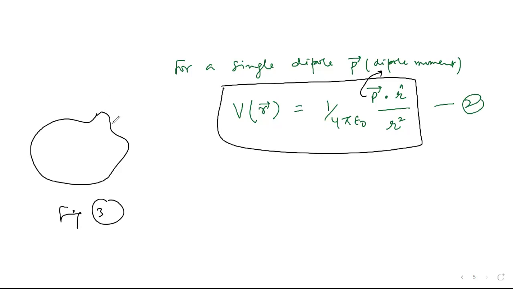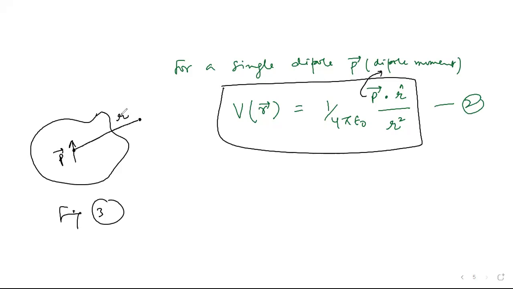So we said we can do one thing. We can divide this polarized object into a large number of tiny dipoles and first find the potential due to one dipole, then integrate over the whole polarized object. So we are showing one dipole having dipole moment p, little p, distinguish between little p and capital P. This is the dipole moment here. And we have some point, R distance from the dipole, this R.